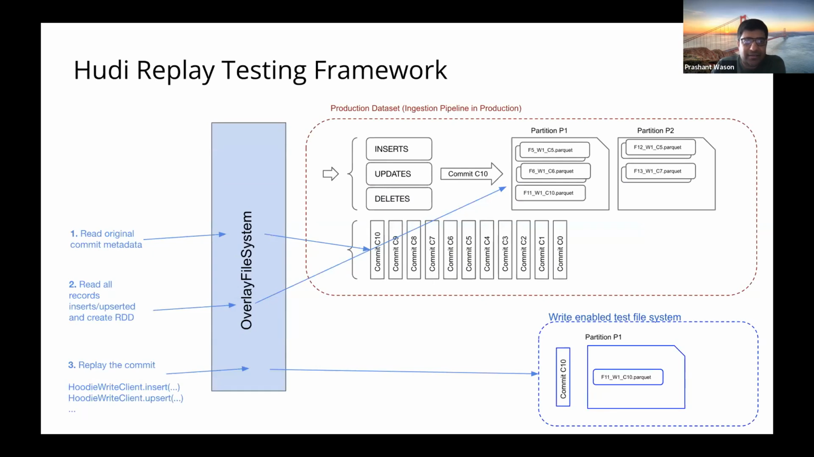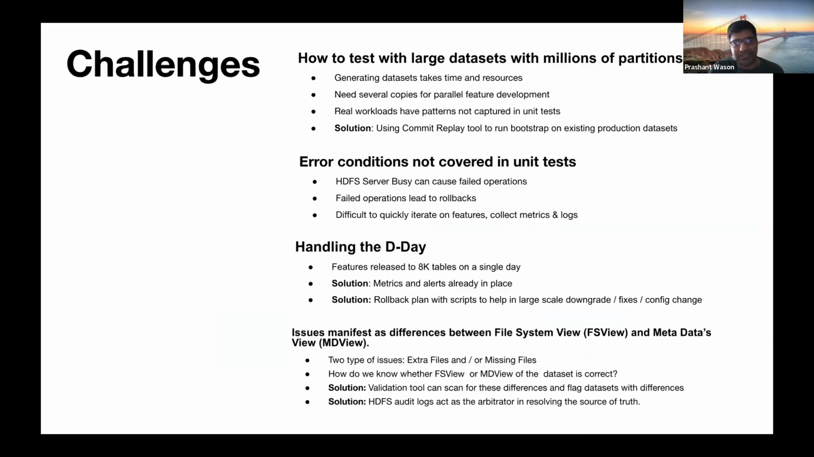And this slide shows in more detail how this tool works, but in the interest of time, I'll skip that. We can cover it in the chat if required.